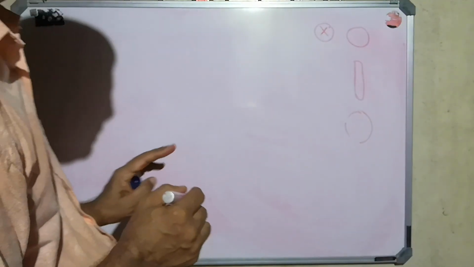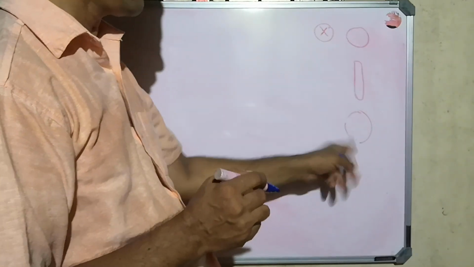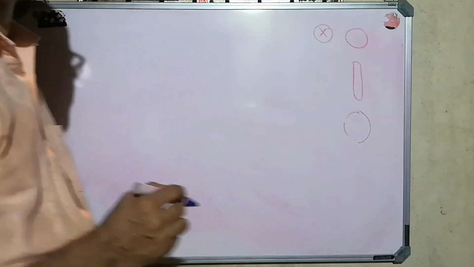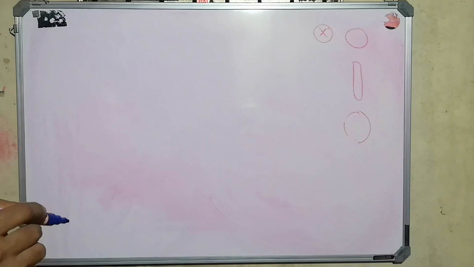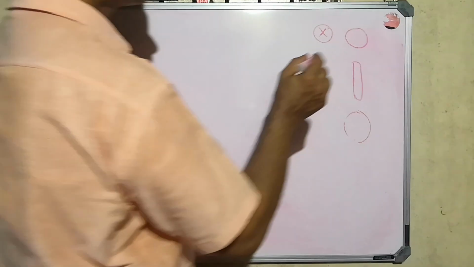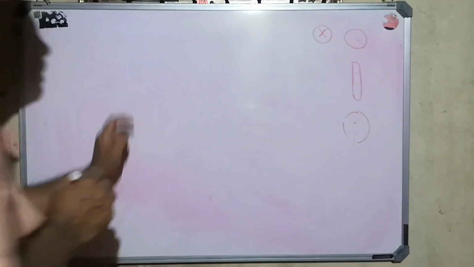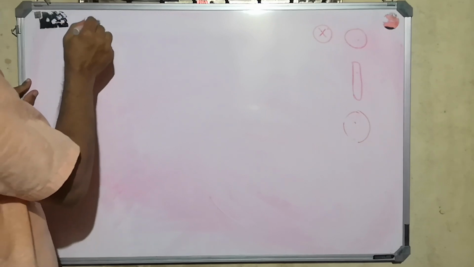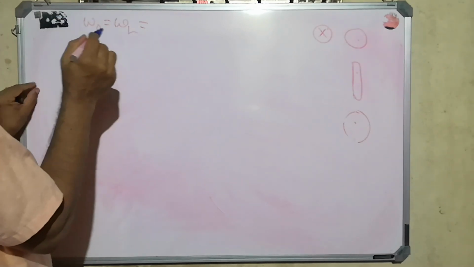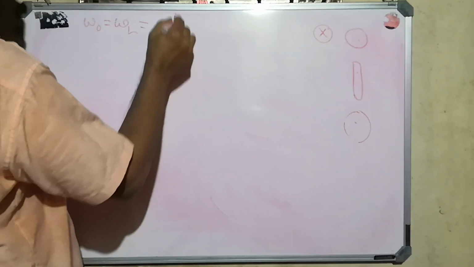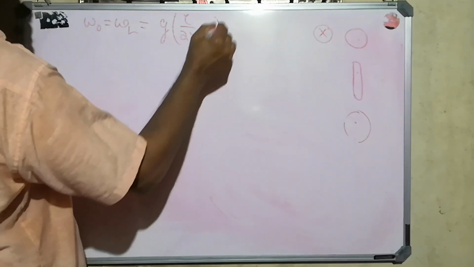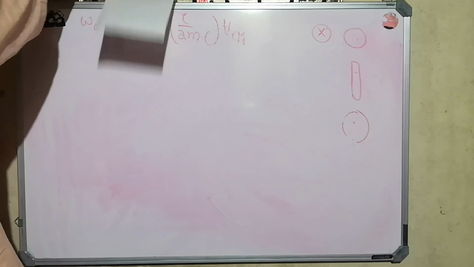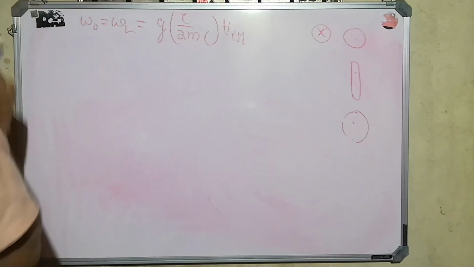Then even though the material is the same in all three cases, resonance takes place at different frequencies. So the effective field or the local field changes as the shape of the material changes. Therefore, the condition is that omega naught or omega L, the Larmor frequency, is given by g e divided by 2mc into H effective. This type of expression we have already discussed.